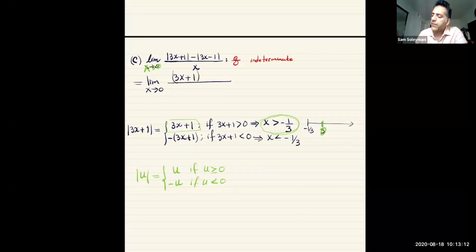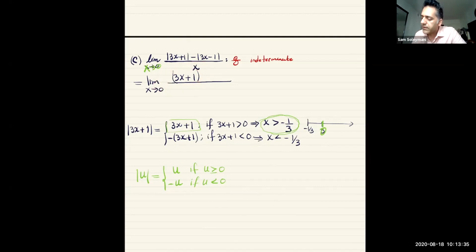I mean, think about it. When you put 0 here, 3 times 0, 0 plus 1 is positive. So you don't need the absolute value, right? Absolute value of 3x plus 1 at 0 is a positive 1. Absolute value of positive 1 is positive 1. So you keep that function, okay?